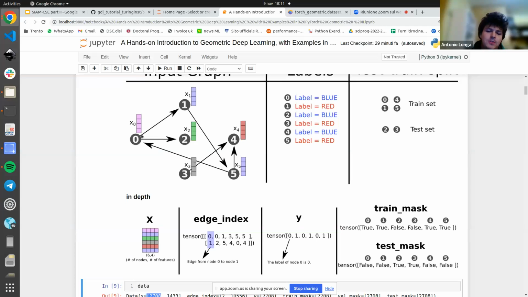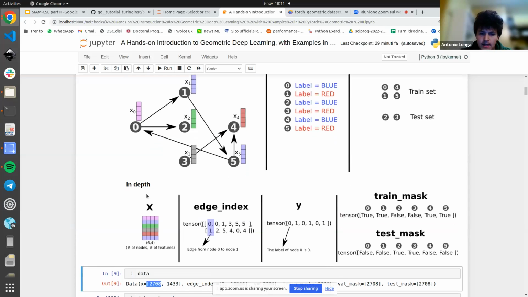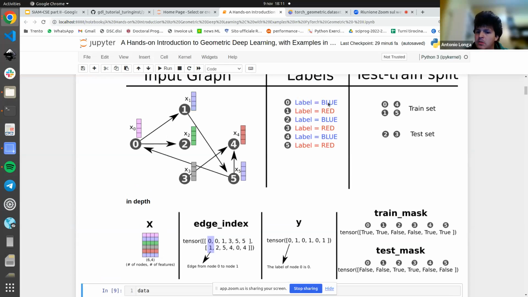Okay, cool. So back to where we were, X contains the node features, edge index contains the edges, and Y contains the labels. In this toy example, labels were blue and red, and simply the tensor, instead of having blue, red, and so on and so forth, has a number corresponding to it. So for instance, in this case, the label of node 0 is 0. That means blue in our case.